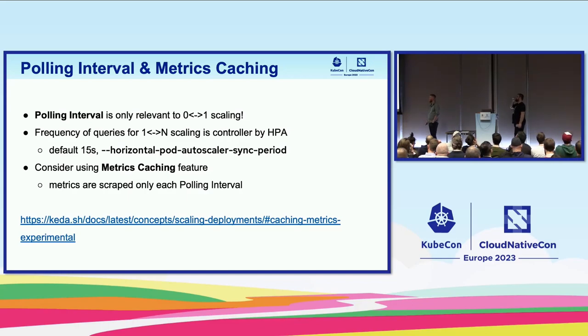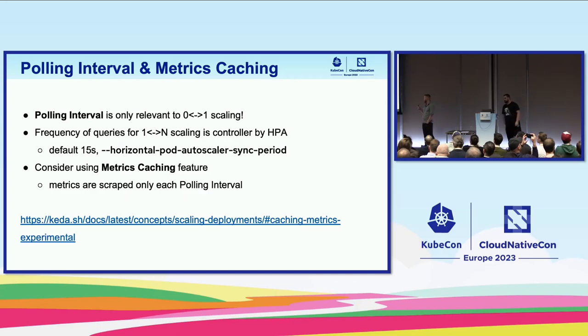If you recall, there are two components, the operator and the metrics server. The polling interval is only for the operator. It tells the frequency of the checks from KEDA to the external service. Let's say I would like to check my RabbitMQ queue every 15 seconds. This is what the polling interval is for, but it is only for 0 to 1 scaling. It is not related to the HPA or the 1 to N scaling, because, as I told you before, the HPA requests the metrics on its own.